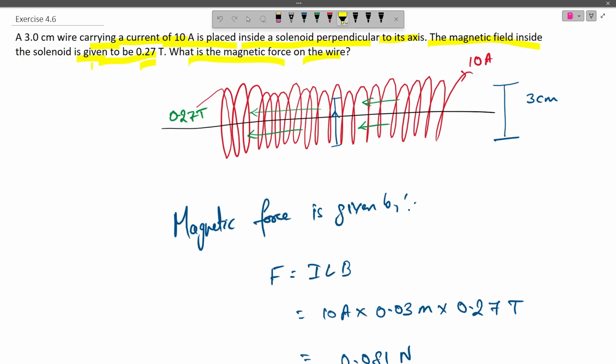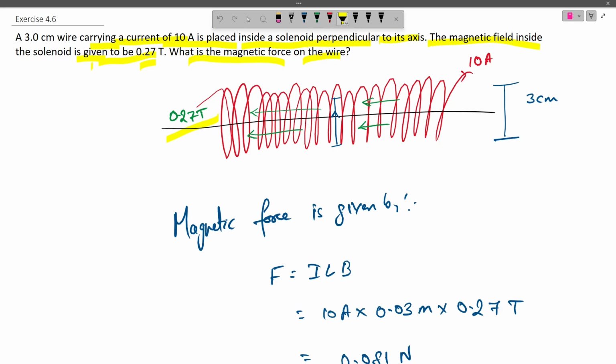So this is the solenoid, and we have assumed the magnetic field in the solenoid to be in the right to left direction, of magnitude 0.27 Tesla, and there is a current carrying wire perpendicular to the axis of the solenoid. So we have assumed that the current is flowing from down to top, and the magnitude of the current is 10 ampere, and the length of the wire is 3 centimeter.